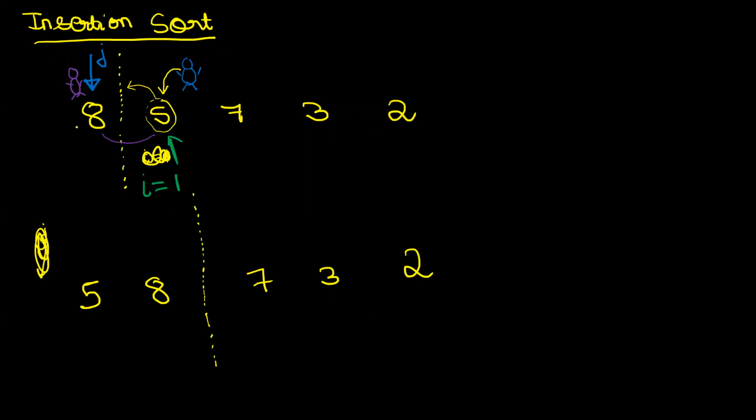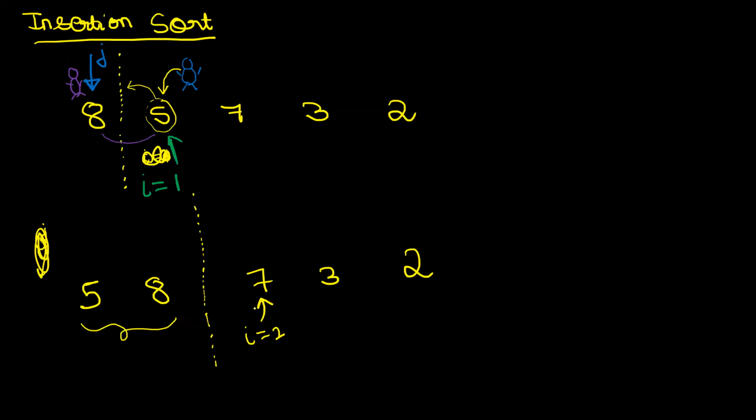We swapped 5 with 8. Now what I will do, guys? I know that these two elements are already sorted. So can you tell me what element I should pick for insertion? At index number 2. So now my value of i will become 2. I will take the element at index number 2 for insertion.